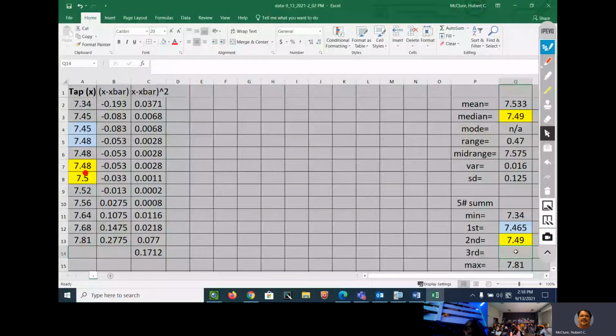Equals parentheses 7 plus 0.56 plus 7.64 divided by 2. And there is your 5-number summary. So I can get my interquartile range now.